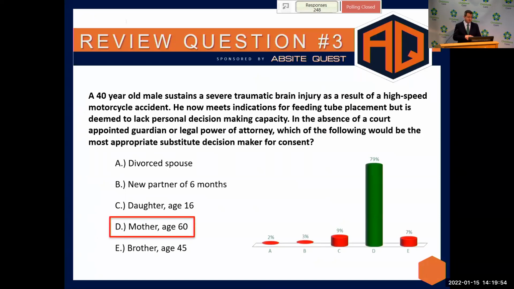Good. Mother, age greater than 60. So divorced spouse, they lose their rights. New partner for 6 months. Most common law marriages, or common law arrangements, have to be, again, state dependent, but generally it's going to be 12 months at least. Daughter would be great, but they have to be age greater than 18. So mother, then the second best answer choice would be the brother, age 45, if you couldn't get in contact with mom.